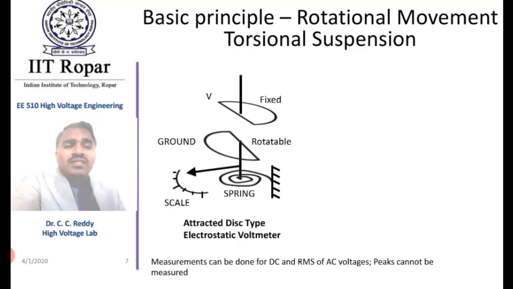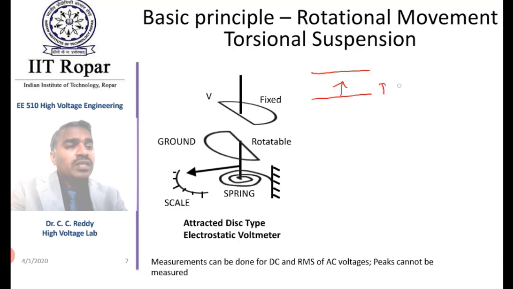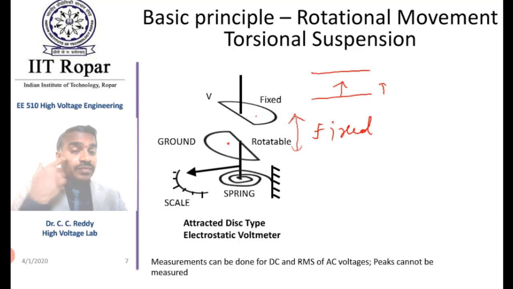First of all, how does this movement take place? You understood that when there are parallel plates, the force will be in this direction, and this plate can move upward by some distance if it is allowed to move. But in this case, the distance is kept constant. The distance is fixed now. But how will the force be exerted on one of the plates to rotate it? How will it rotate?